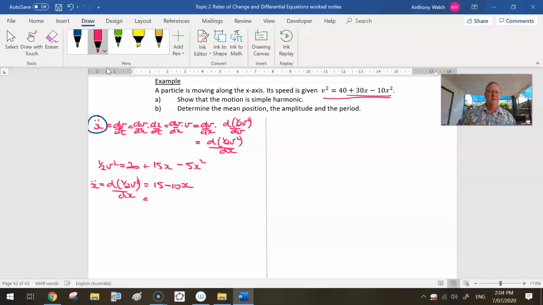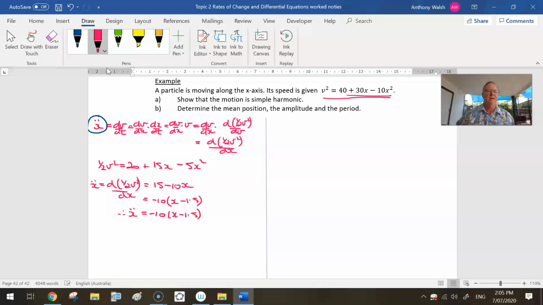And if I just do a little bit of a flim-flam on that, if I was to factorize this and take out negative 10, I'd be left with x minus 1.5, would I not? So let me just summarize that. Acceleration would be equal to negative 10 (x minus 1.5).